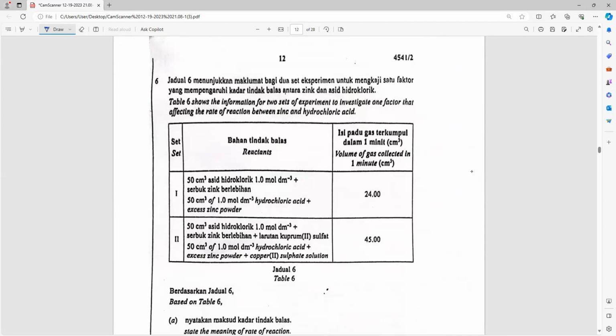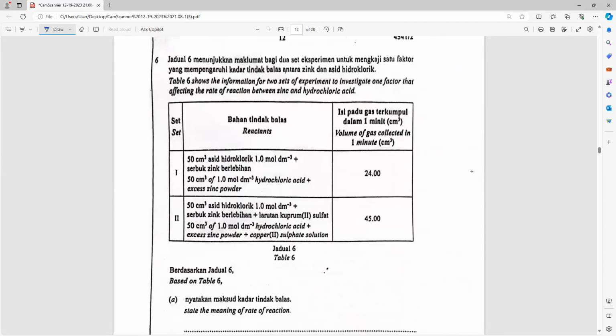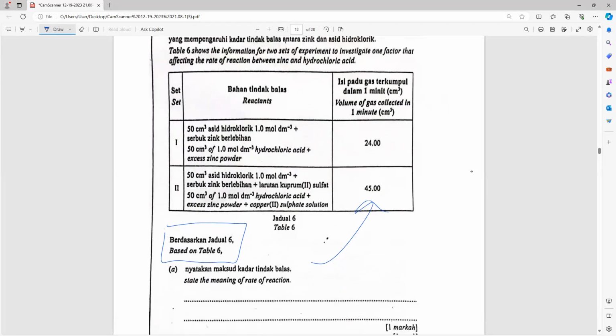Teacher just wants to remind you of something. Nowadays, even if they put based on table 6 or they don't say based on table 6, when they ask you for a definition, it must be a specific definition. That means it must be based on this diagram or this question. Are you following, teacher? Can you get what teacher is saying? Yes. So what do you think is the meaning of rate of reaction here? Let's do this question.